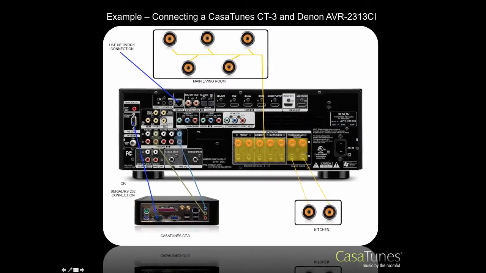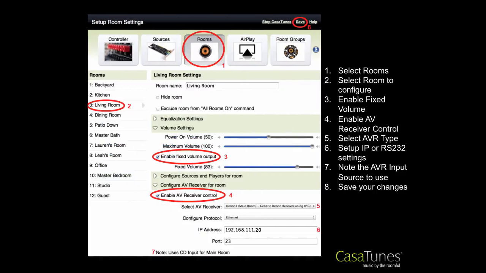And of course, in this two-zone scenario, we would have hooked up our speakers to the main living room. We have a 5.1 scenario there. And then we would have our kitchen hooked up to the surround backs, which will be zone 2. So that took care of the physical connectivity.